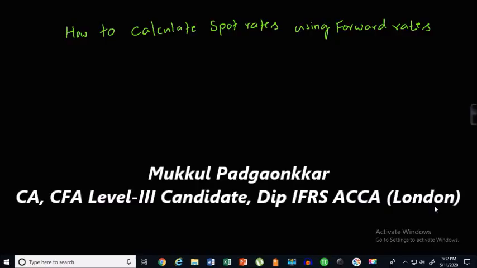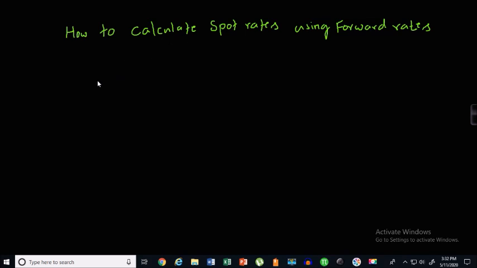Hello, I am Mukul Padgaonkar, and today we will be looking at how to calculate the spot rates using forward rates.